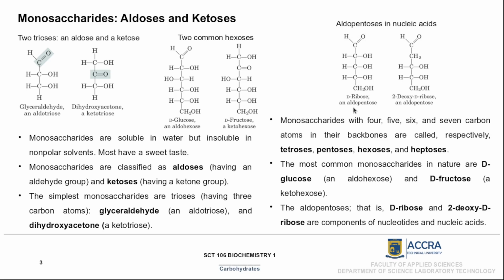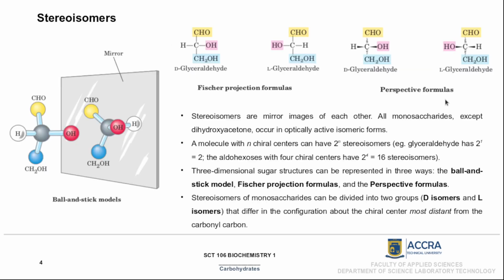is an aldopentose. You see the same with deoxyribose, which is also an aldopentose, containing 5 carbons, and thus is a pentose, and it contains the aldehyde group, and thus it is an aldose. And these two come together to have it being classified as an aldopentose. Now, stereoisomers are mirror images of each other.